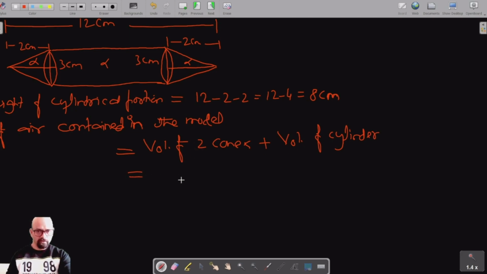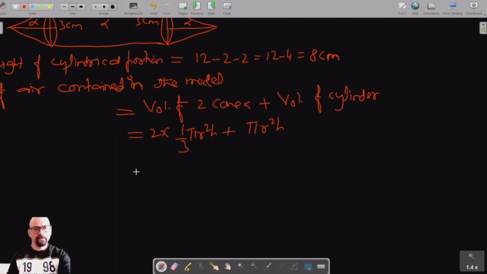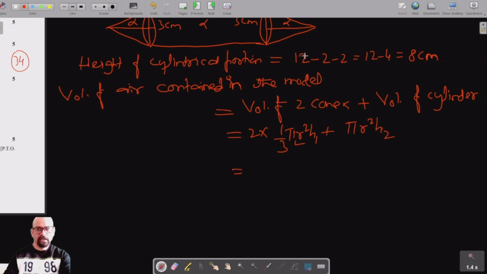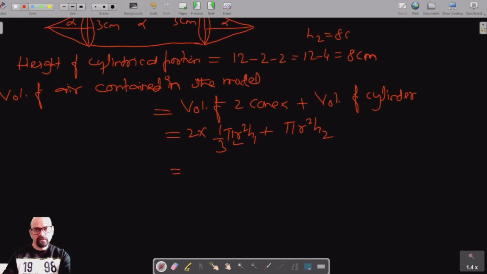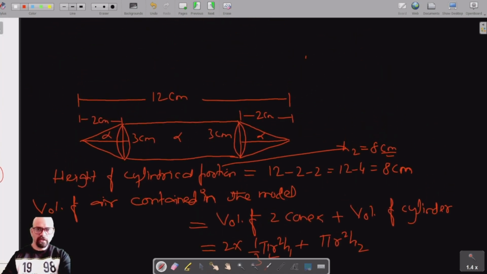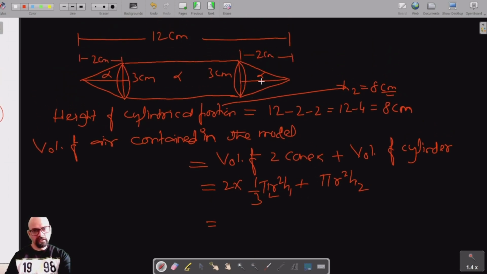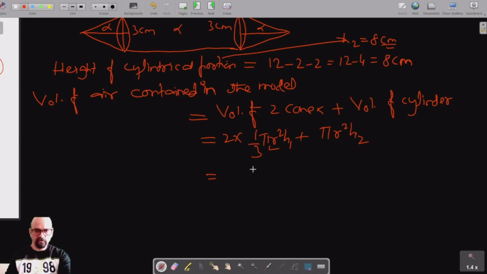volume of cylinder. Now the volume of the cone is 1 by 3 pi r square h, and the volume of the cylinder is pi r square h, but we have two cones, so it has to be multiplied by 2. I'm keeping the height of the cone as h1 and height of the cylinder as h2. So this is the height of the cylindrical portion, which is h2. So let's say h2 is 8 centimeter, and the height of the cones is h1, which is 2 centimeter, and the radius is same for the cylindrical and the conical portion. So I will keep it as r square.